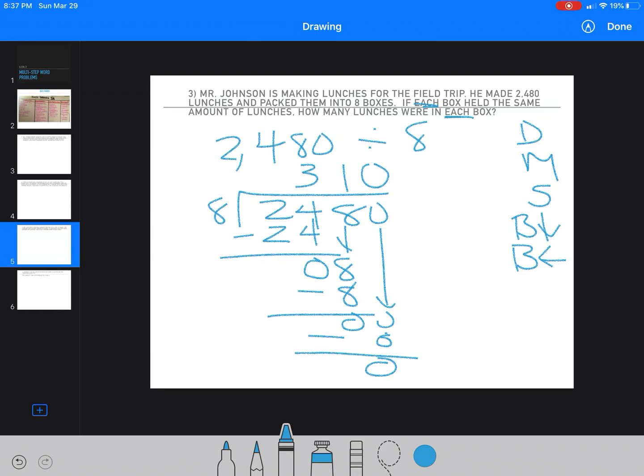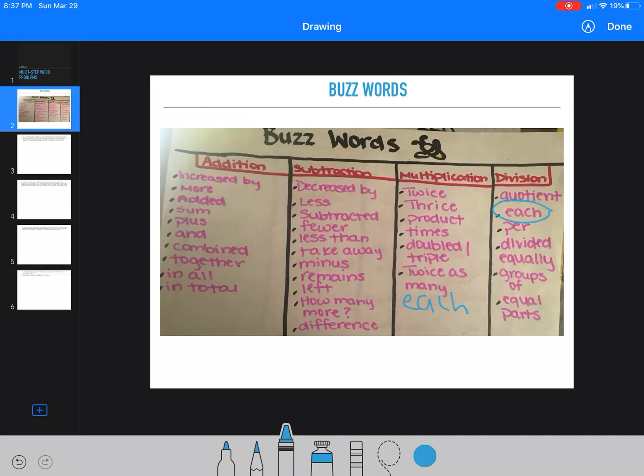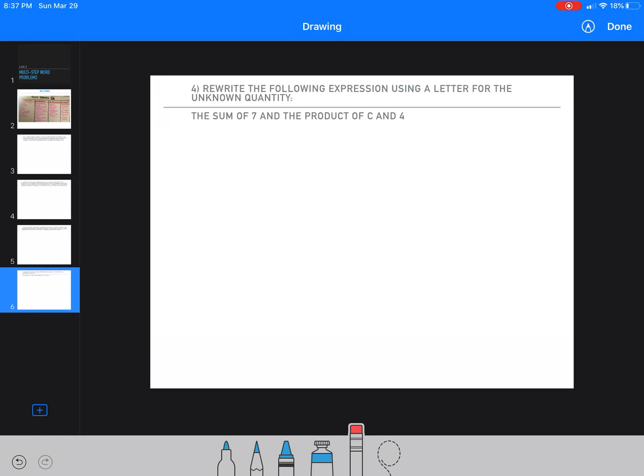How many lunches were in each box? There were 310 lunches in each box. I did this by looking for my buzzwords to help me determine the operation that I was going to use to perform. Now, scholars, we also are going to use buzzwords in order to rewrite expressions using letters to represent quantities. So what I mean by that is we're going to be using these buzzwords to figure out how we can rewrite words using numbers. So let's look at our expression in written form.